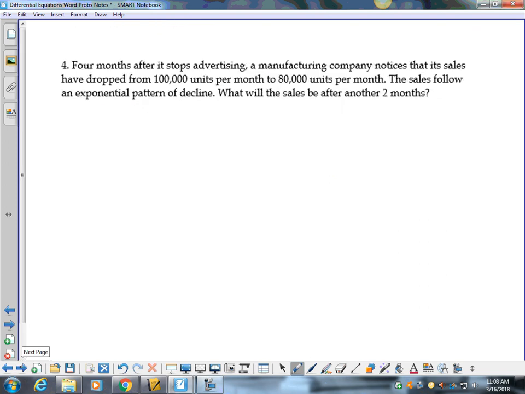All right. 4 months after it stops advertising, a manufacturing company notices sales have dropped from 100,000 units per month to 80,000 units per month. The sales follow an exponential pattern of decline. What will the sales be after another 2 months? Everybody sees the exponential pattern. That's your clue. That's how you know what your model is. Go ahead and start plugging some stuff in.